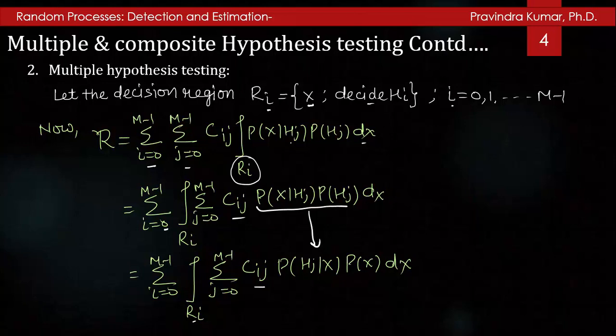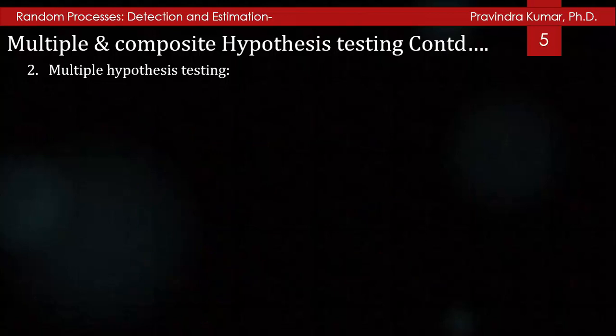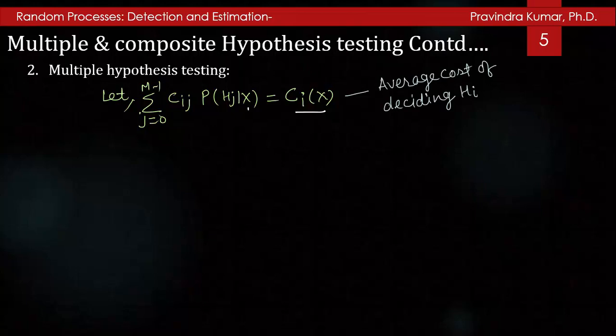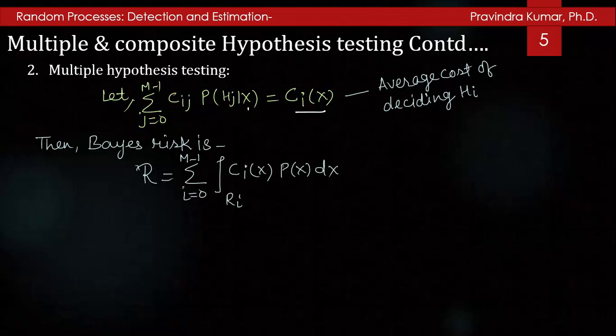You can write this part as the conditional probability of Hj given x times P(x). And let this part, the summation over j from 0 to M minus 1 of Cij and the conditional probability P of Hj given x, be equal to Ci(x), and this is the average cost in deciding Hi. Now the expected Bayes risk will be R equals the summation over i from 0 to M minus 1 of the integration in the region Ri of Ci(x) P(x) dx, and Ci(x) is the average cost of deciding Hi.